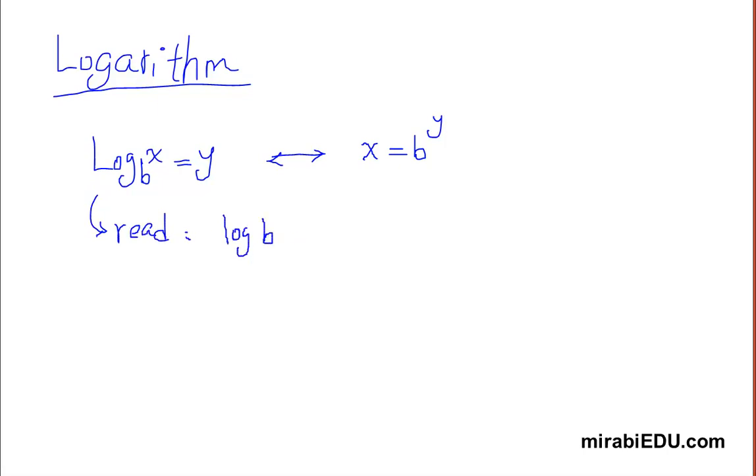A logarithm is defined like this. If logarithm of x with base b is y, then we can say b to y power is equal to x. So we can say x is equal to b to the power of y. How is this read in mathematics? This can be read like log b of x, or a logarithm of x with base b.